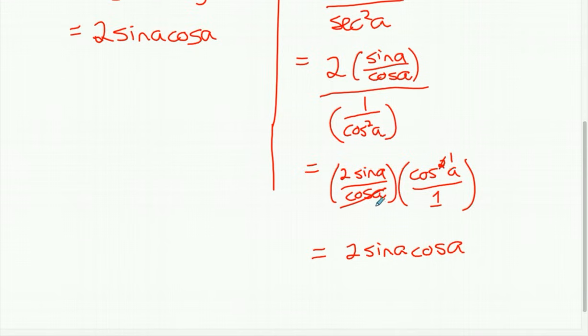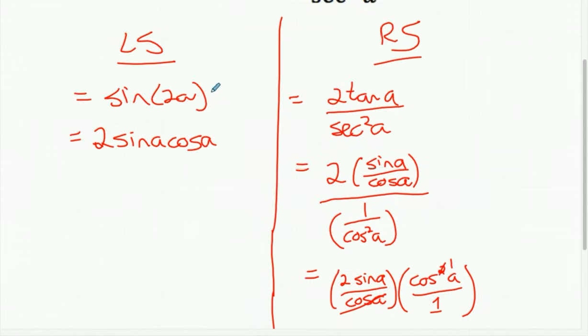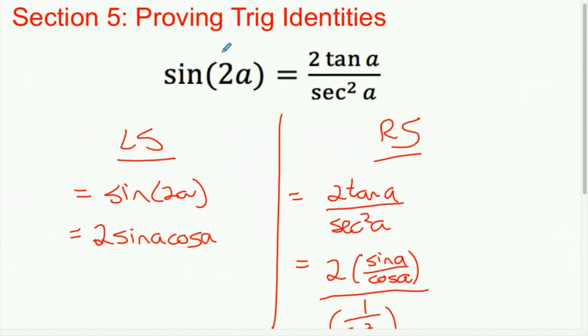And in the denominator, I just have 1 times 1, which is 1. So I'm left with 2 sine a cos a. So that's the exact same as what I have on the left side, so I've proved left side equals right side. So that's how you prove a trigonometric identity.